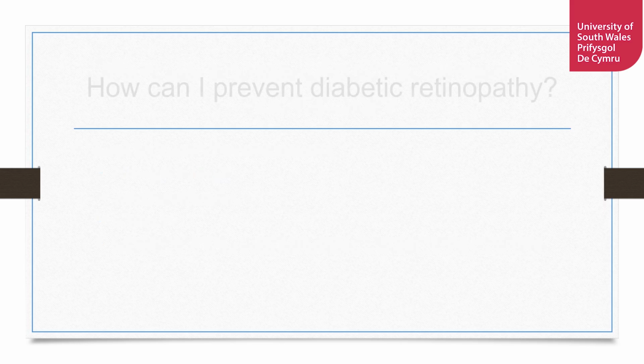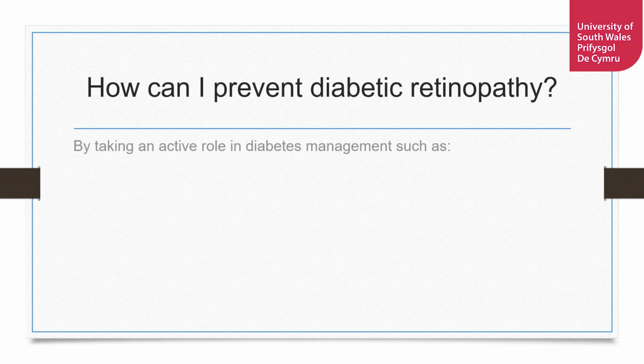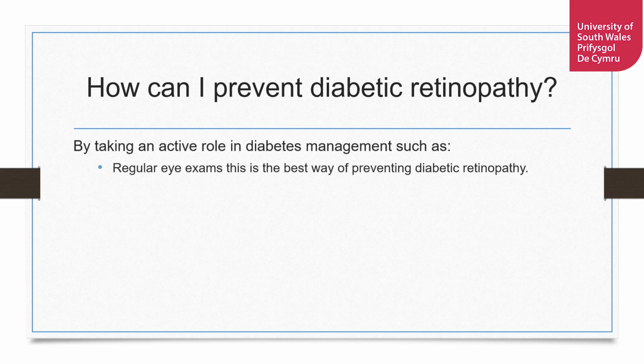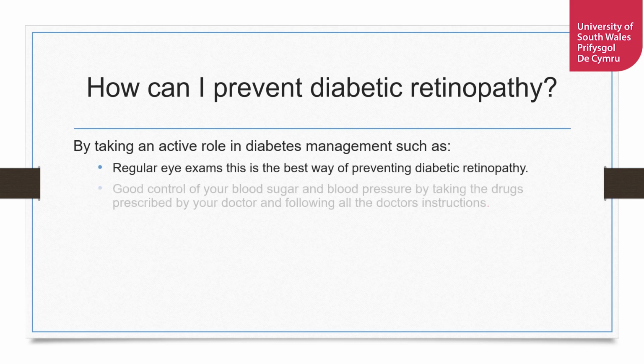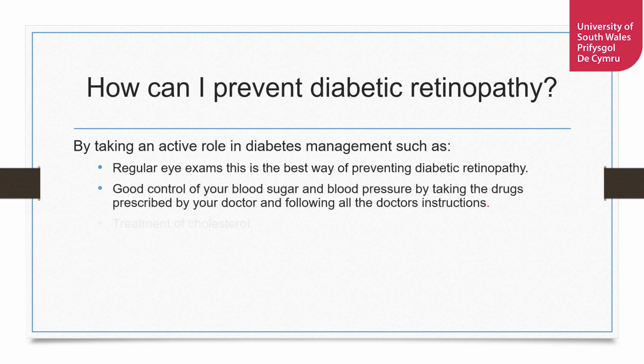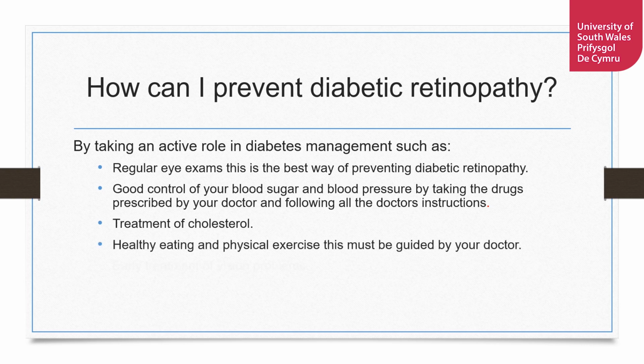How can I prevent diabetic retinopathy? Taking an active role in diabetes management, such as regular eye exams, good control of blood sugar and blood pressure by taking the drugs prescribed by your doctor and following all the doctor's instructions, treatment of cholesterol, healthy eating and physical exercise. This must be guided by your doctor.